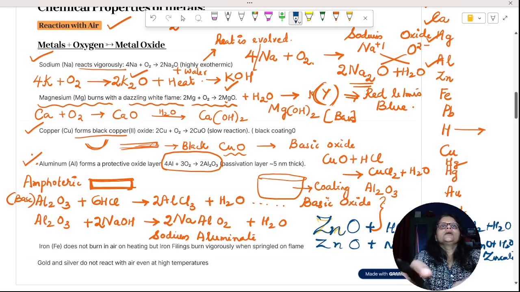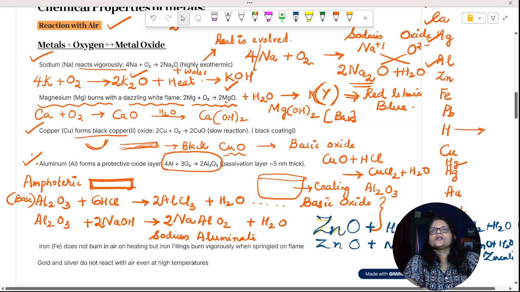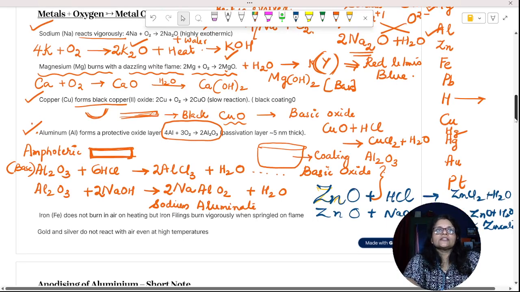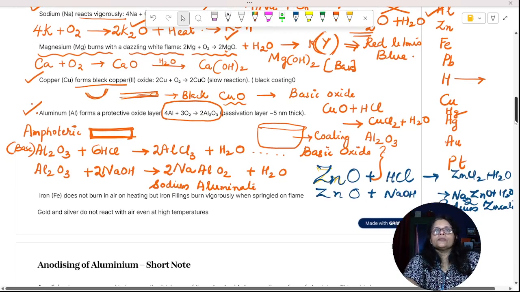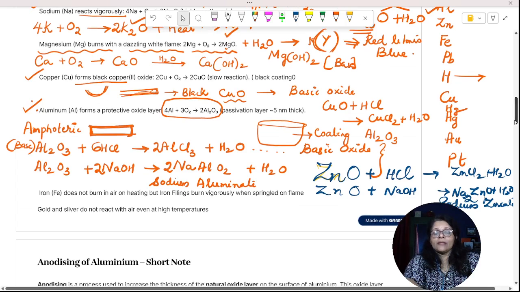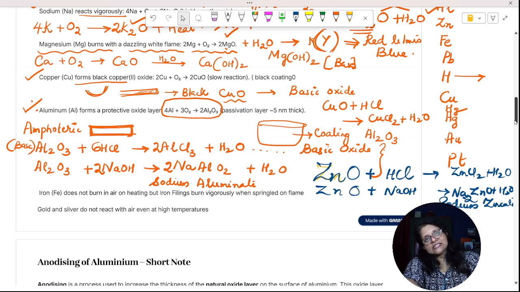And also, what happens to sodium and potassium if they are left uncovered in the atmosphere? They will vigorously react. Magnesium, the metal, magnesium ribbon: what will happen to it? It will burn with a dazzling flame, and magnesium oxide will be formed.